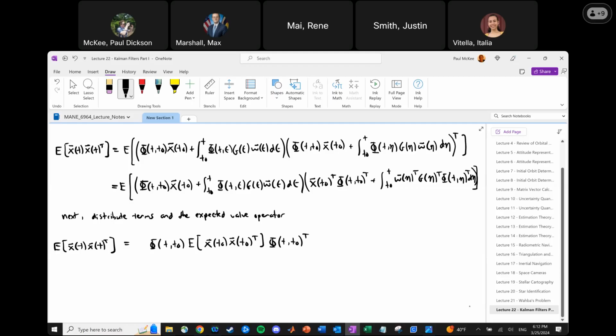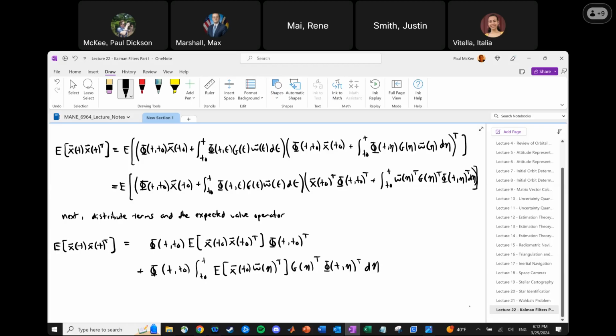Next is going to be the outer term. So it's going to be phi times x multiplied by this kind of integral here. And so what's going to end up happening is this is going to look like phi of t to t naught, begin the integral, t naught to t, then the expected value operator, x of t naught, omega of eta transpose, and then we close the expected value operator because the expected value operator doesn't care about g of eta transpose or phi from eta to t transpose t eta. Right, and then we're going to do the same thing.